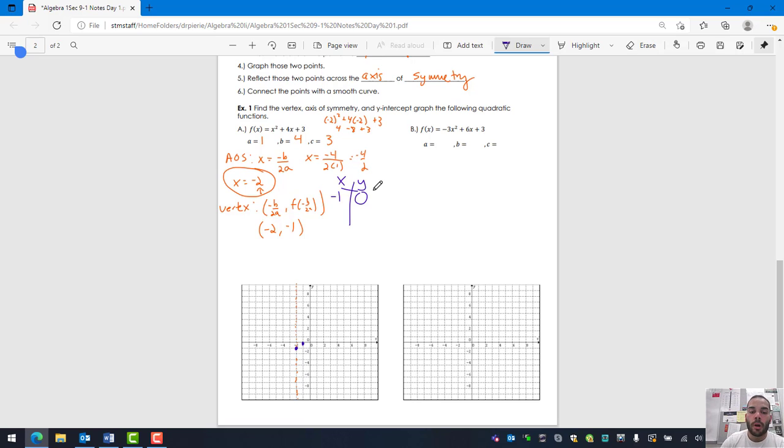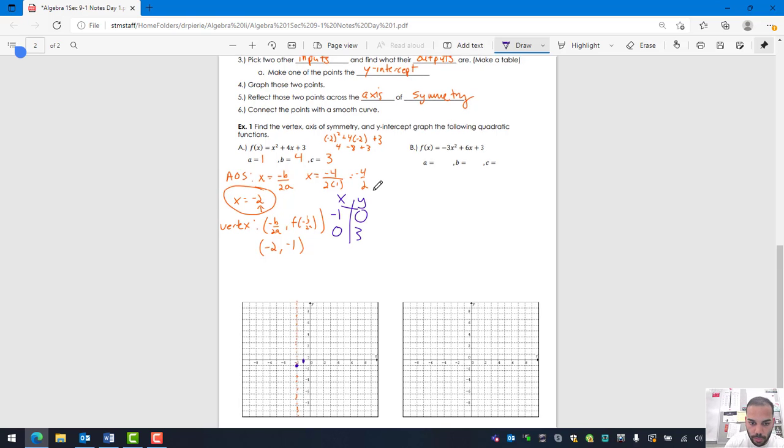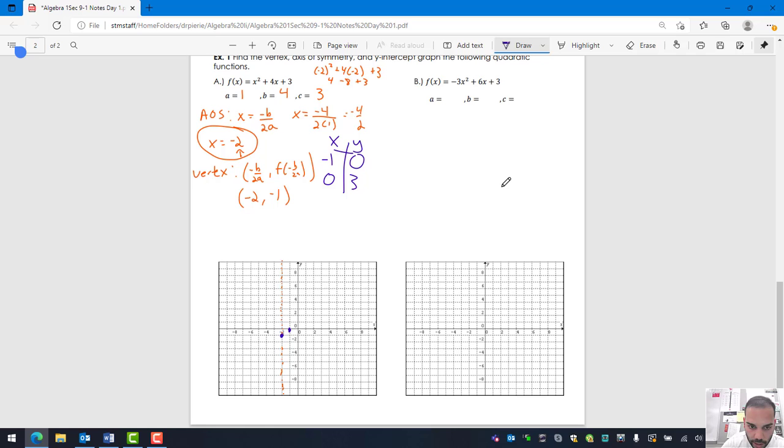Then I got to get one more point to the right of my axis of symmetry. I always want to have my y-intercept, as I talked about up here, and my y-intercept is always just going to be the coordinates 0 in for x, and then whatever c is equal to. In this case, c is equal to 3. 0, comma 3 is the third point that I'll have, and I graph it up here.